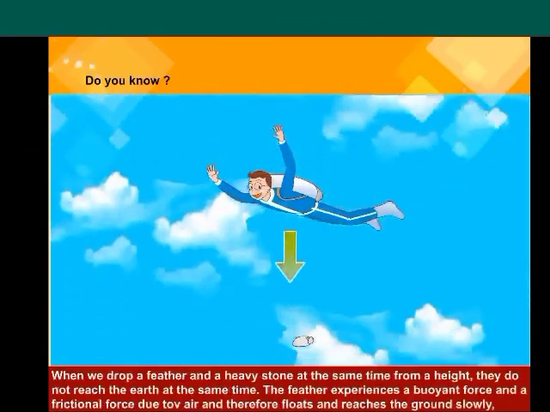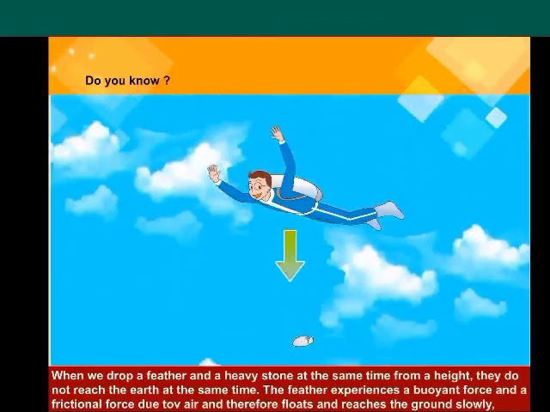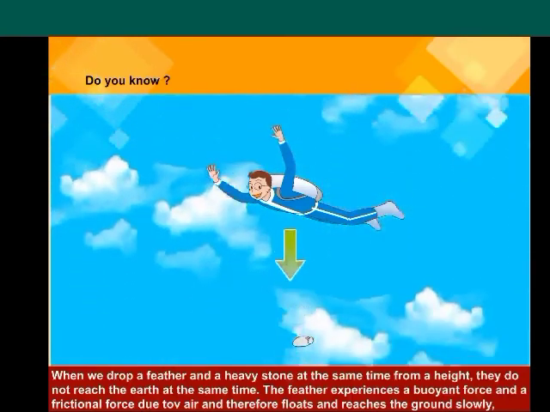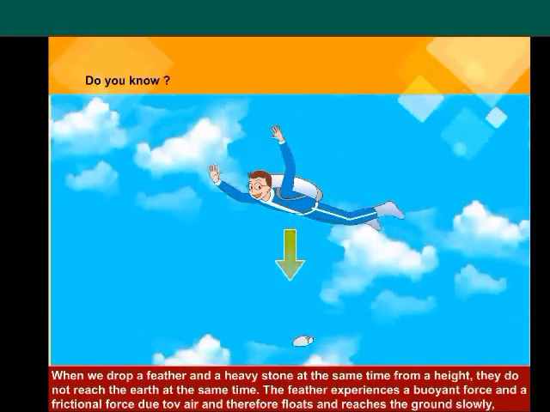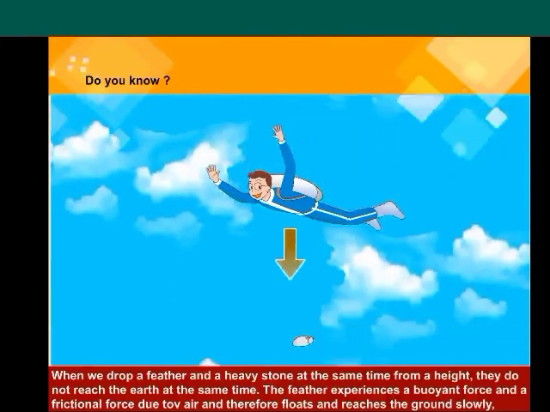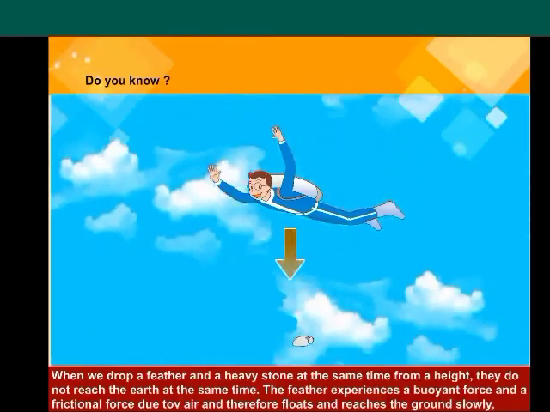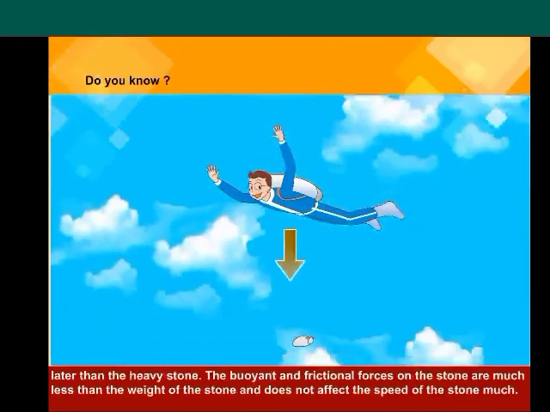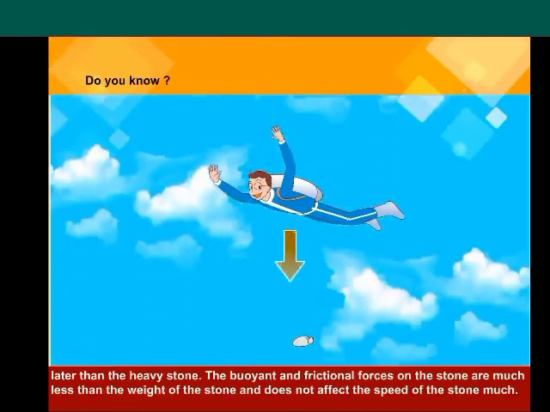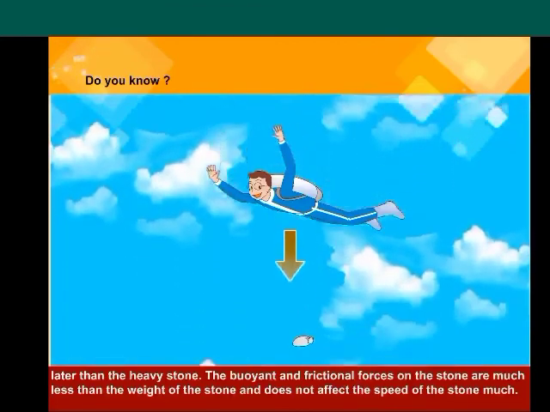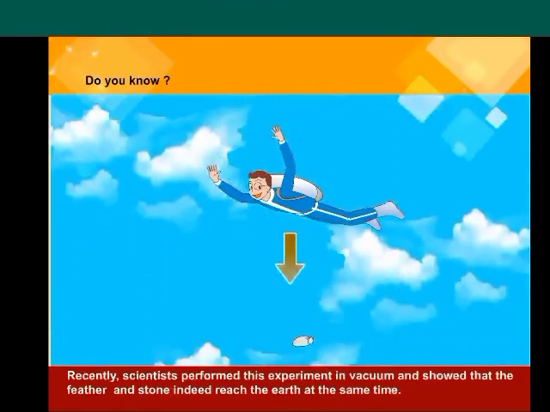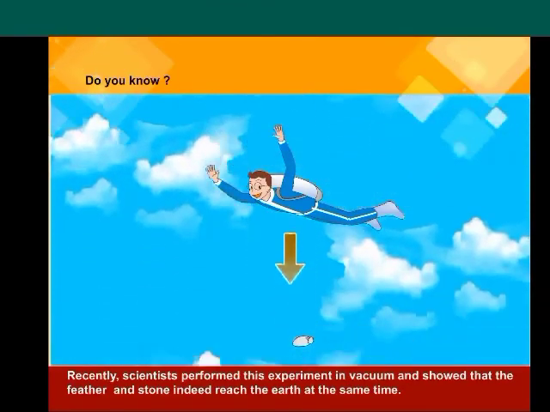When we drop a feather and a heavy stone at the same time from a height, they do not reach the Earth at the same time. The feather experiences a buoyant force and a frictional force due to air, and therefore floats and reaches the ground slowly, later than the heavy stone. The buoyant and frictional forces on the stone are much less than the weight of the stone and do not affect the speed of the stone much. Recently, scientists performed this experiment in vacuum and showed that the feather and stone indeed reach the Earth at the same time.